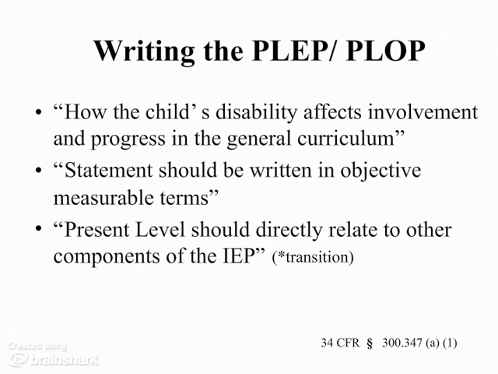And the present level should directly relate to other components of the IEP, and that includes the transition plan. So if we're saying in the present level, this is the student's strengths and weaknesses, we would expect that the goals are going to sync with whatever is being written about that student's strengths or weaknesses. So everything should be very streamlined from the beginning to the end.